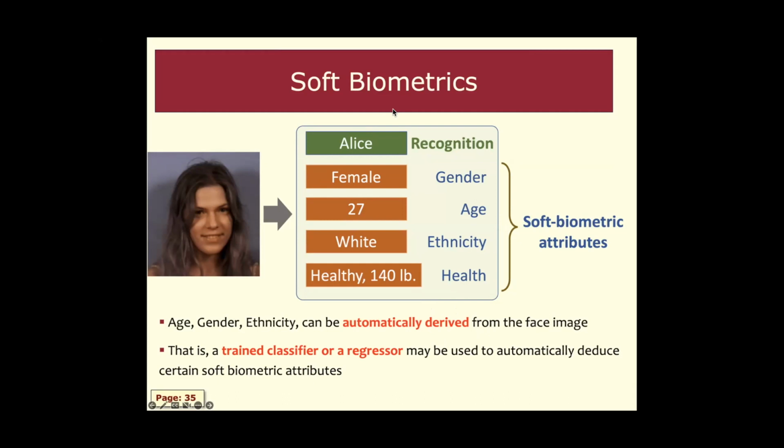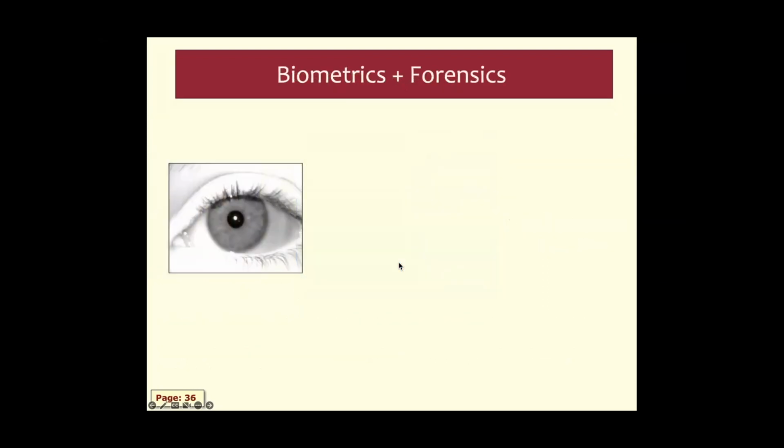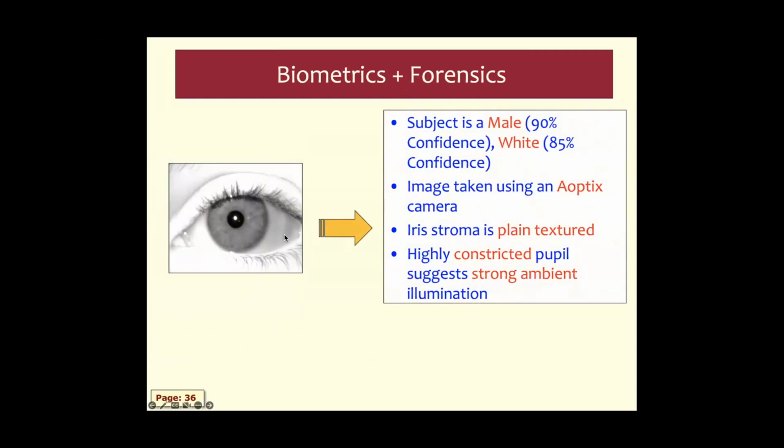Many of us know the term soft biometrics. You're talking about attributes such as gender, age, ethnicity, or health, which can be automatically derived from the face image. So you're talking about a trained classification system or a trained regressor, which when applied to an input image can actually assess these soft biometric attributes. This can also be done for other non-obvious biometric traits such as iris, where given an iris image, you can develop an attribute classifier. And the attribute classifier can produce a report like this, saying that the subject is likely to be a male.